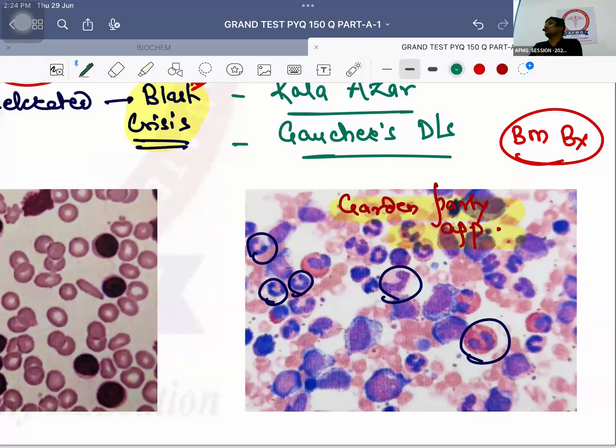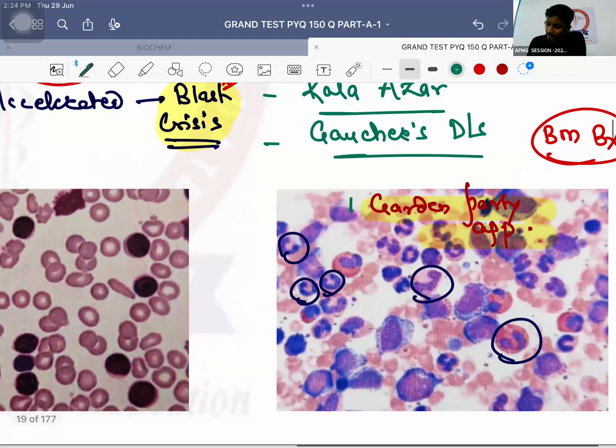So which appearance on bone marrow biopsy or peripheral blood smear is seen in chronic myeloid leukemia? Garden party appearance. अलग अलग कपड़े पहन के आए ऐसा लग रहा है ना? So that's important. Garden party appearance.